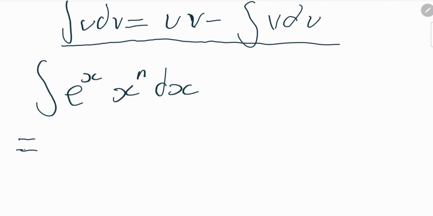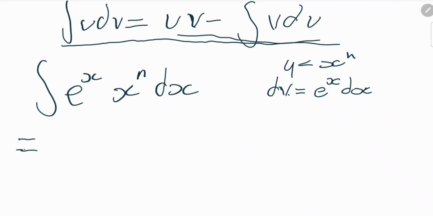Okay, so let's write that down. u equals x to the n, and dv equals e to the x dx. Great. Now we can do this part. But first, we need to find what v and du are. So let's start off with du.